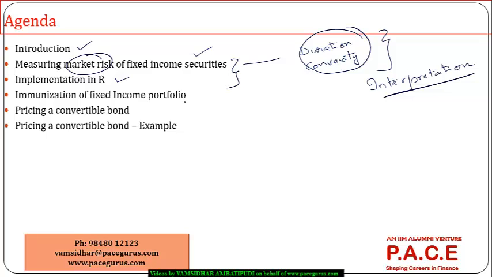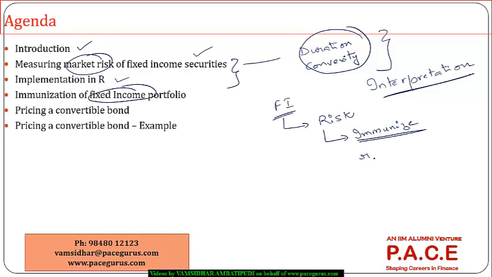Coming to the next part, we look at a fixed income portfolio. If I have invested in various fixed income securities, there is some amount of risk associated with this entire portfolio. Now, how do I really immunize it? First of all, what is meant by immunization and how do I immunize this portfolio? If the interest rates change, how do I make sure that my portfolio does not lose heavily? So we'll be dealing with a few of the mechanisms for that.